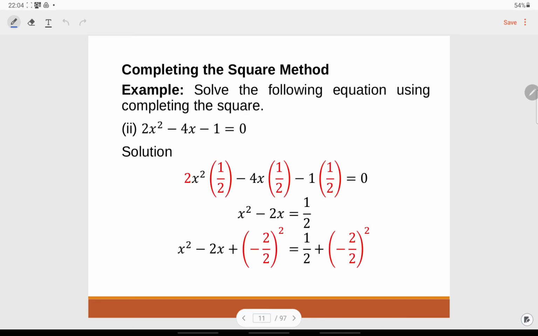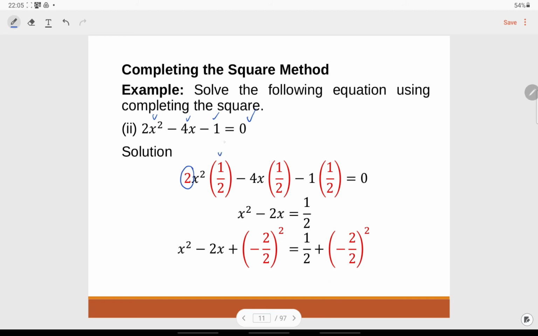Now we move to the second example, still about the completing the square method. In this example, if you notice, the coefficient for the x squared is not equal to 1. So that means we need to do something to make it equal to 1. Obviously, to make the coefficient of x squared equal to 1, we multiply each item in this equation, including the right hand side. Actually, we multiply with half, because we want to eliminate this 2. We want to make it equal to 1.